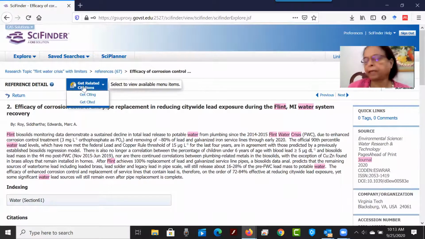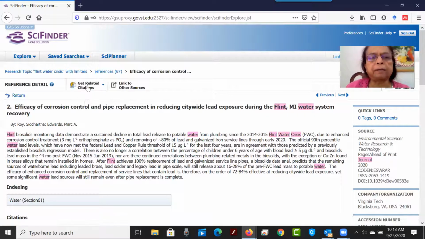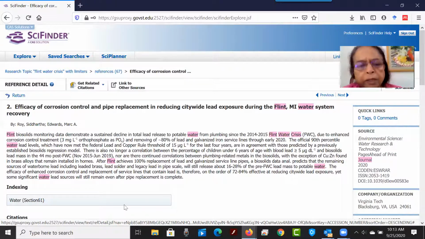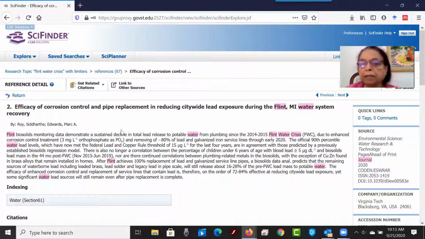You can look at those, or you can look at the full text here, and you can also look for get related citations. That means get cited and citing. What do I mean by that? This article was written maybe last year or so, it was in 2020, this year it came out. If somebody has used this article and written up another report or whatever, then that becomes a cited article, okay? So from one article that you like, you can expand your search by getting cited and citing.